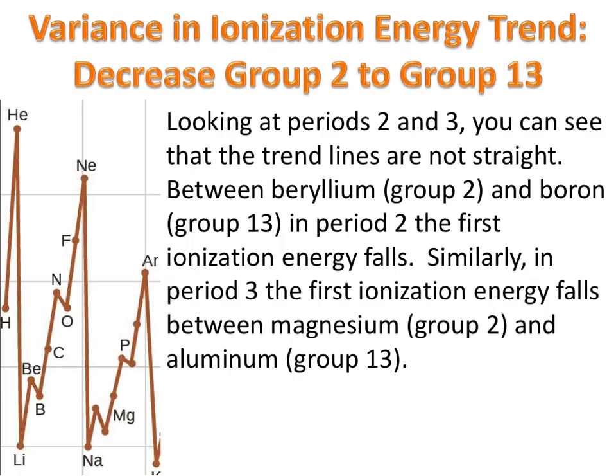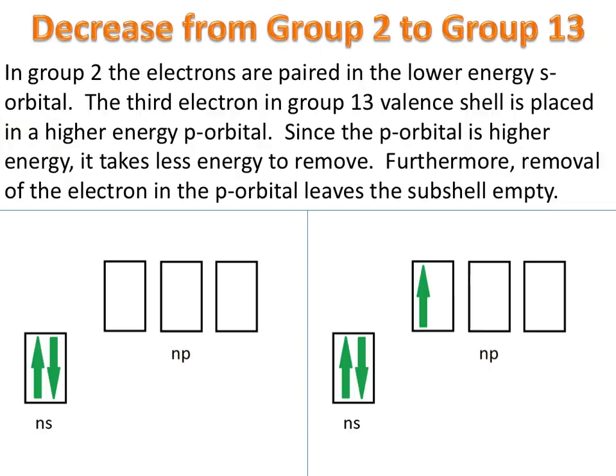So here we're again going to look at periods 2 and 3 and the decreases that occur again between groups 2 and 13 and groups 15 and 16. The explanation has to do with the electron configurations.